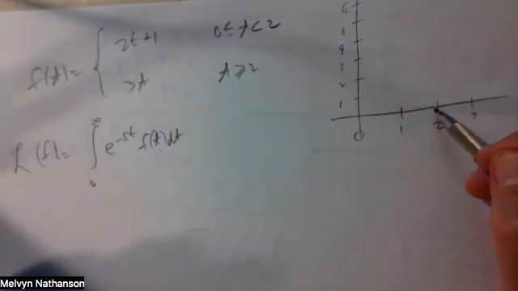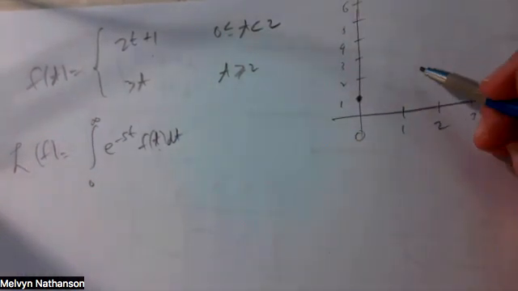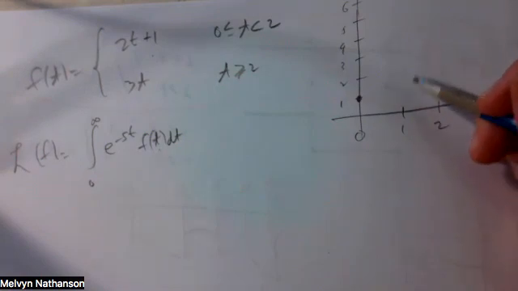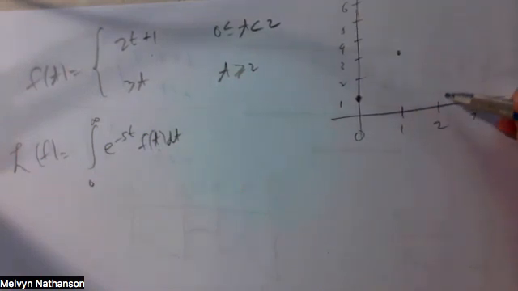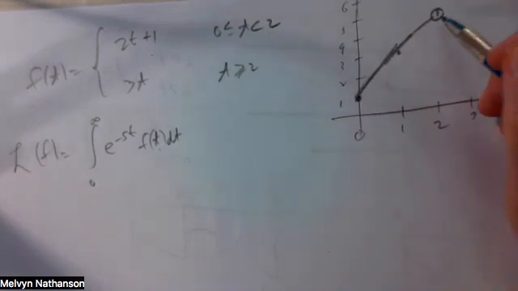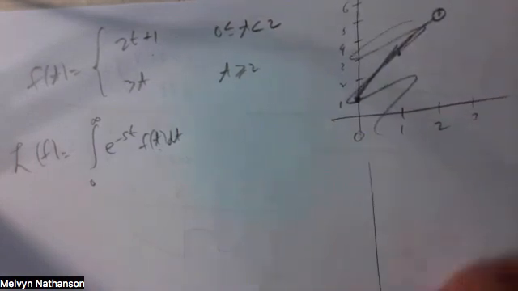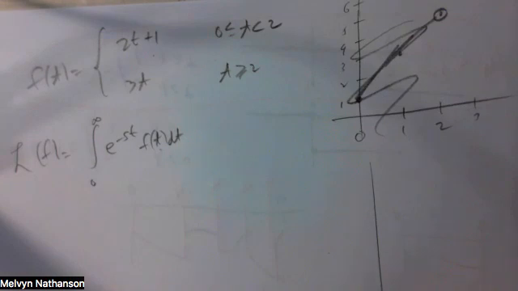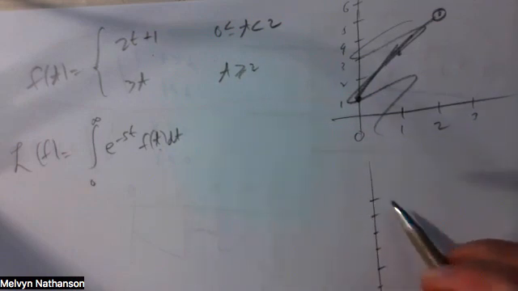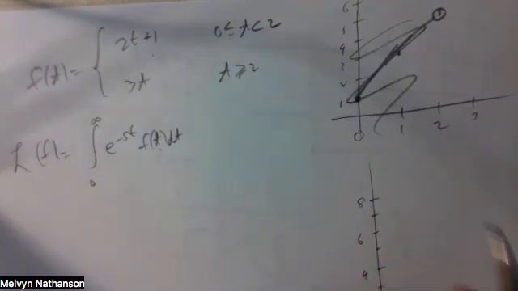So from 0 to 2, this is the function 2t plus 1. So it has y-intercept 1 and slope 2. So when t is 1, it's equal to 3, and when t is 2, it's equal to 5. Actually, let me draw this a little bit better. So this is 0, 2, 4, 2, 4, 6, 8.